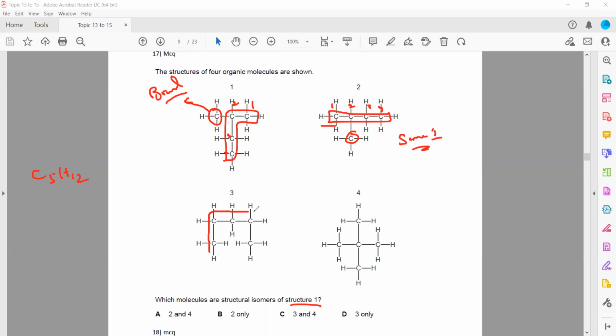When we check this one, 1, 2, 3, 4, 5. So this is a straight chain. There is no branch because we can count them in one leg. And here, when we count, 3 are in the straight chain and 2 of them are branches. So 3 and 4 are the isomers of 1. Because 1 and 2 have the same structure, the branch is attached to the second carbon. So 3 and 4 are the structural isomers of 1. But 1 and 2 are not structural isomers as they are the same structure.